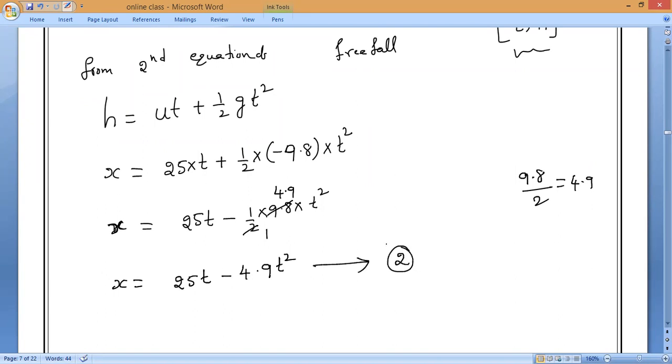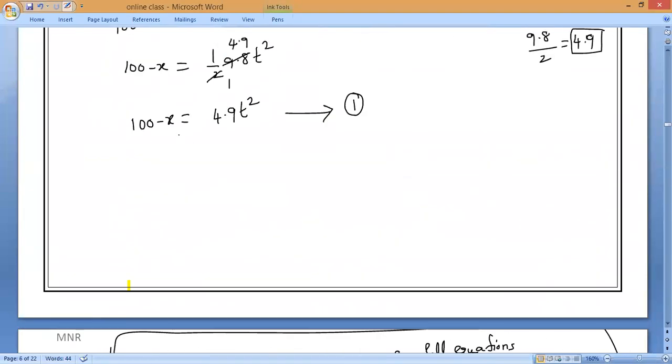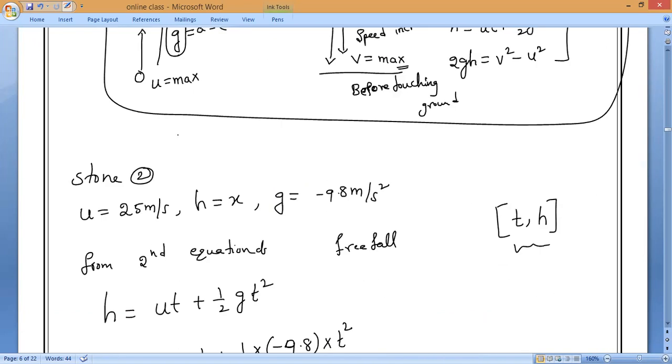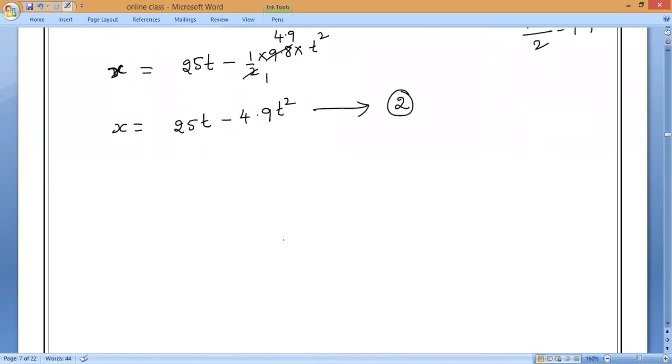Till here, any doubt? Anybody, please ask me. No, sir. So you can see, guys, what is the first equation? Everybody see that first equation. 100 minus x. Yes or no? And the second equation is x is equal to 25t minus 4.9 t square.